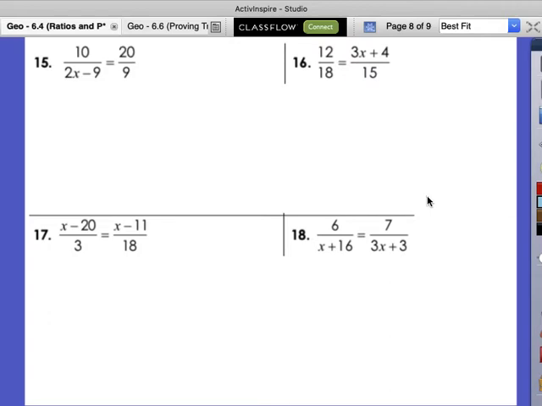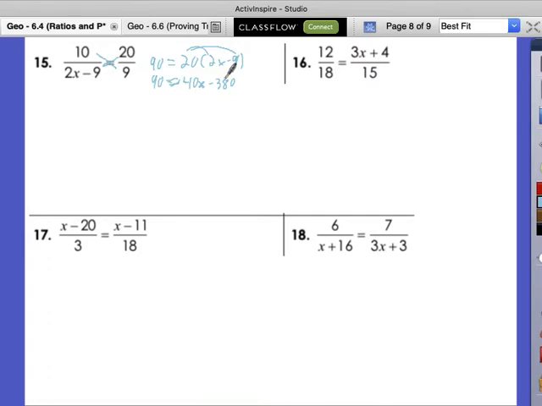So on 15 here, let's talk about 15 up here. Okay. So we're gonna cross multiply. We have 10 times 9, which is 90. We have 20 times all of this, so 20 times 2x minus 9. So 90 is equal to, distribute the 20, 40x. 20 times negative 9 is negative 380. So we have 90 equals 40x minus 380.